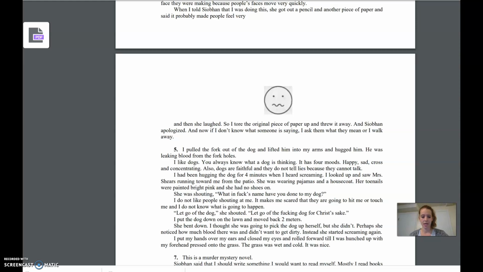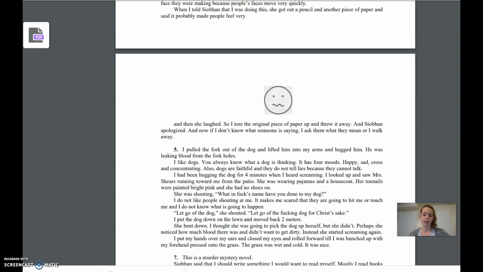Chapter 5. I pulled the fork out of the dog and lifted him into my arms and hugged him. He was leaking blood from the fork holes. I like dogs. You always know what a dog is thinking. It has 4 moods: happy, sad, cross, and concentrating. Also, dogs are faithful, and they do not tell lies because they cannot talk.